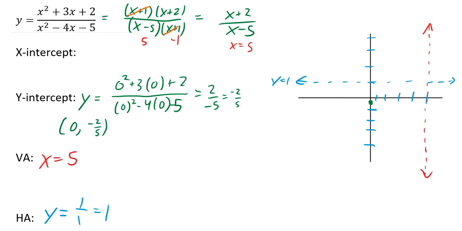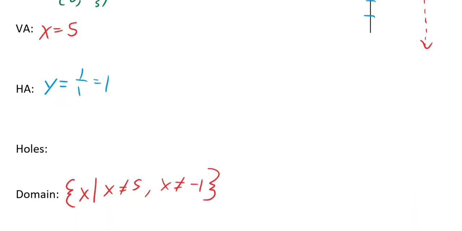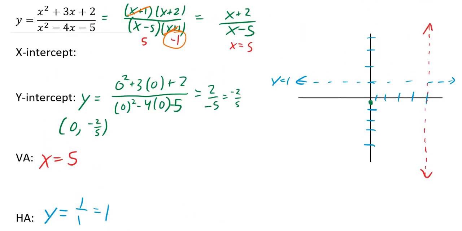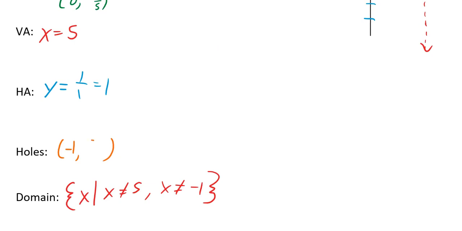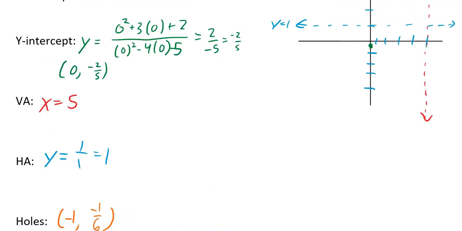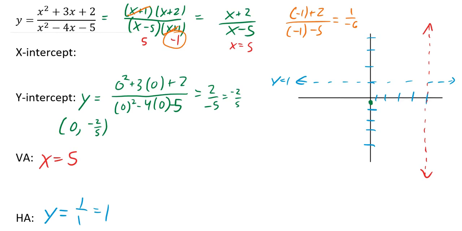The things that did cancel out, in this case that negative 1, that will be a hole. Negative 1 comma something is going to be a hole. The something comes from plugging negative 1 into the simplified function. So if I plug negative 1 into x plus 2 over x minus 5, I get 1 over negative 6, so negative 1/6. I have a hole at the point (negative 1, negative 1/6). So on my graph, I go to negative 1, negative 1/6, and I draw not a point, but a hole.